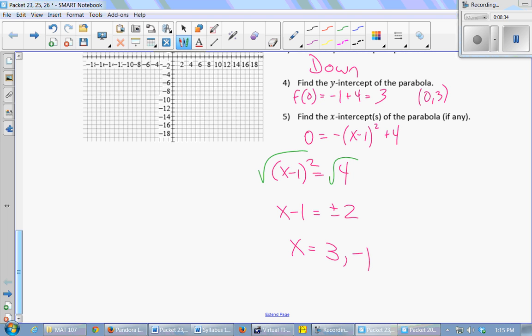And you don't have to use that method if you're more comfortable multiplying it out and factoring or using the quadratic formula, that's fine.